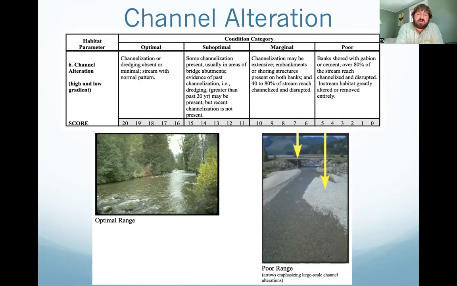And the river will eventually find where it wants to be, where its sediment and hydrologic regime kind of dictate where it should be on the landscape. So if you see this, the reason why this would grade out poor is because that channel is likely going to adjust, and it's probably not going to be stable in that place. So that habitat is going to be changing around quite a bit.